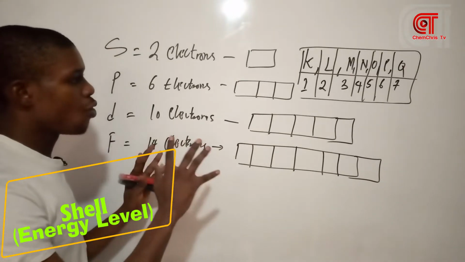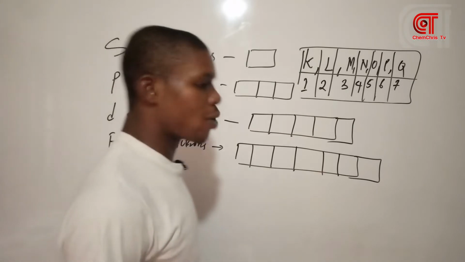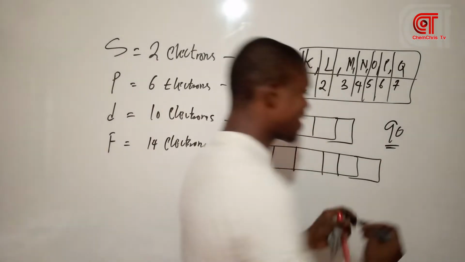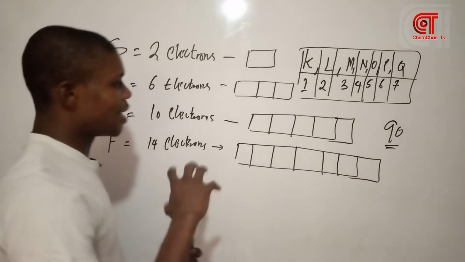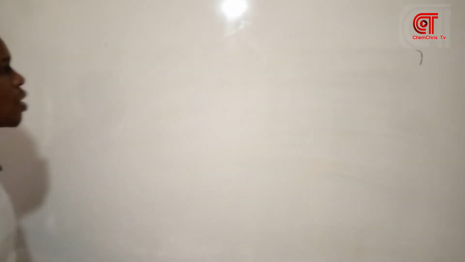So there are 2 main things you are going to work with. If you really want to write electronic configuration, like what I said, for electron number 90, there's a trick you can use in getting the electronic configuration, which I'm going to show you now. Remember, we have 7 energy levels, right? So just watch me closely.